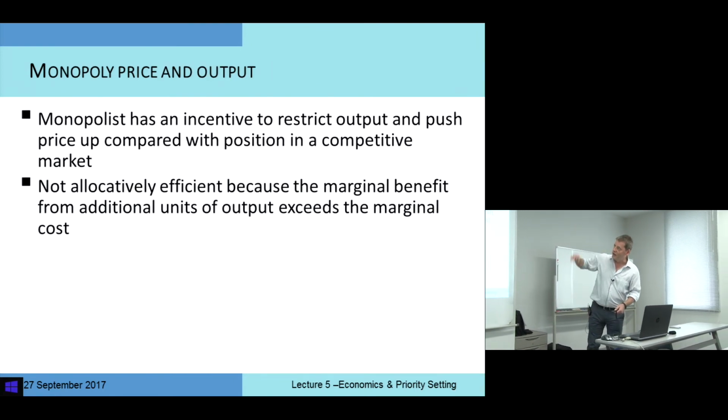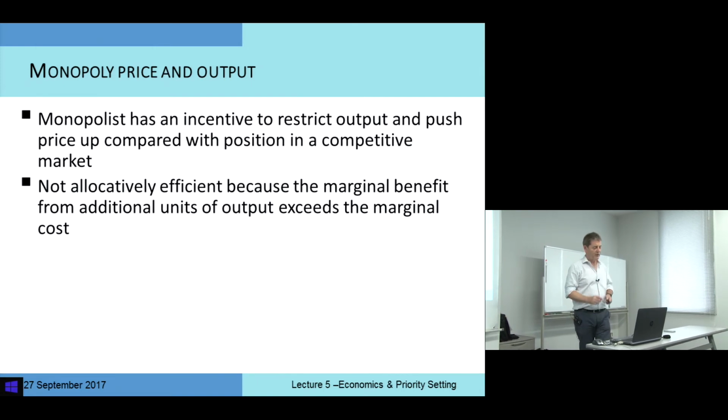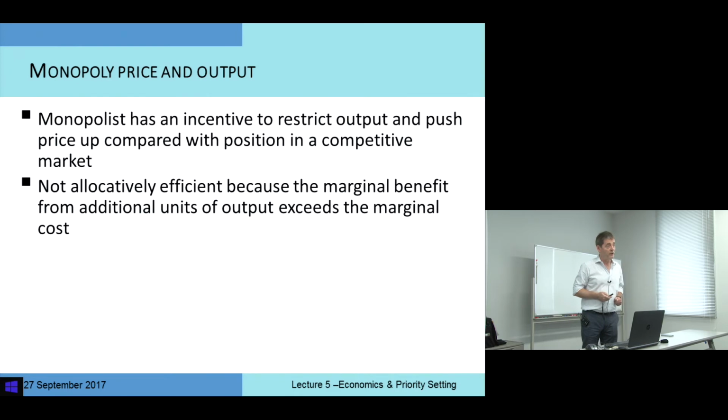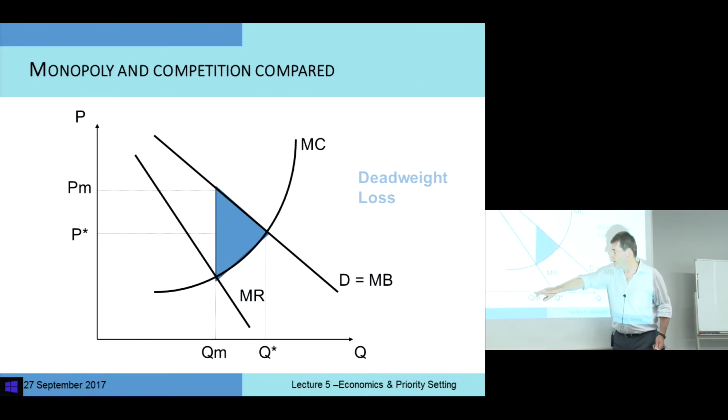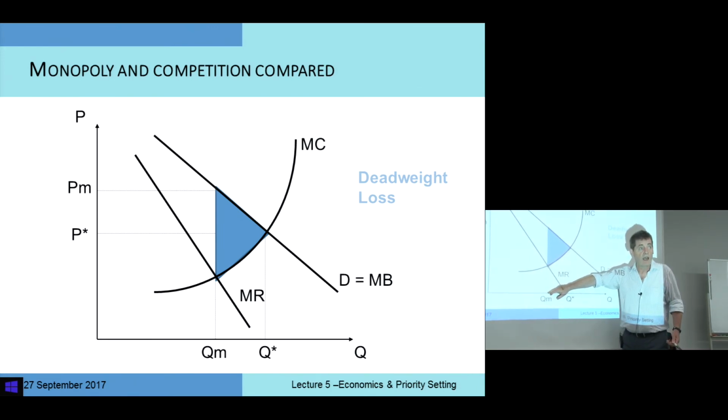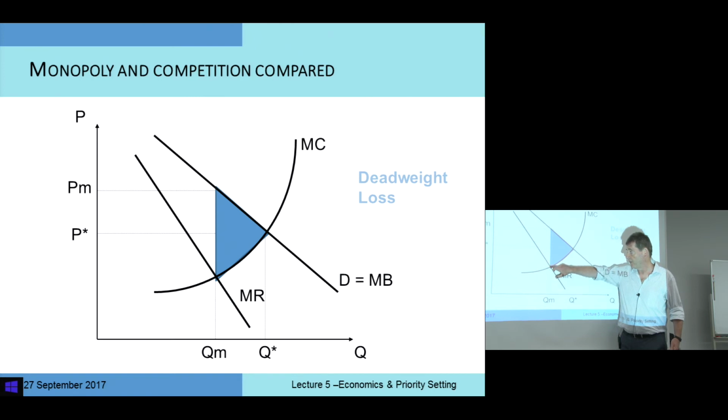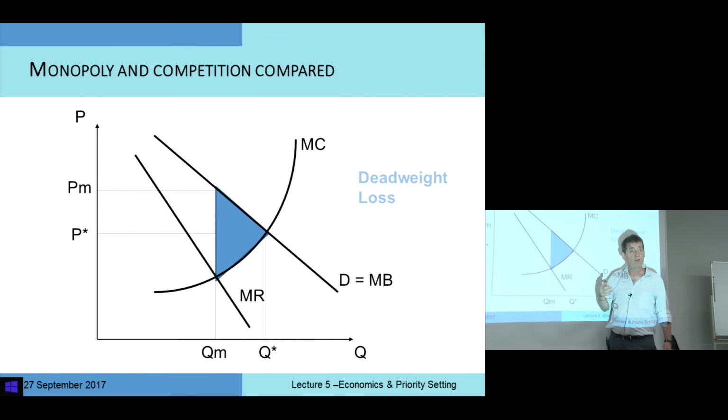Okay, so this is just putting it in words, which might be easier for some people. Some people like pictures. The monopolist has an incentive to restrict output and push up prices compared to the competitive market. It's not efficient, or what we say allocatively efficient, because at the level of output that the monopolist chooses, the marginal benefit from additional units exceeds the marginal cost. So at the point the monopolist chooses, the marginal cost to society, the goods, the time, the inputs that are used up to produce the next unit, is given by this amount here. The marginal benefit, the next consumer who gets a unit, values it up here. And so that's why it's a bad allocation from society's point of view.